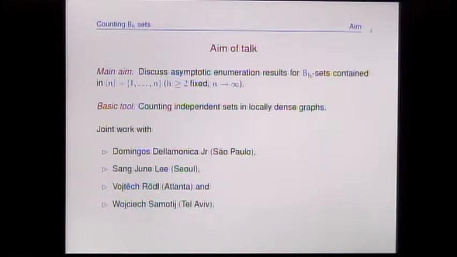All of what I'm doing, or all I'm talking about, is joint work with Domingos de la Monica Jr. from Sao Paulo, Sanjun Lee from Seoul, Wojciech Rodl from Atlanta, and Wojciech Samoti from Tel Aviv.